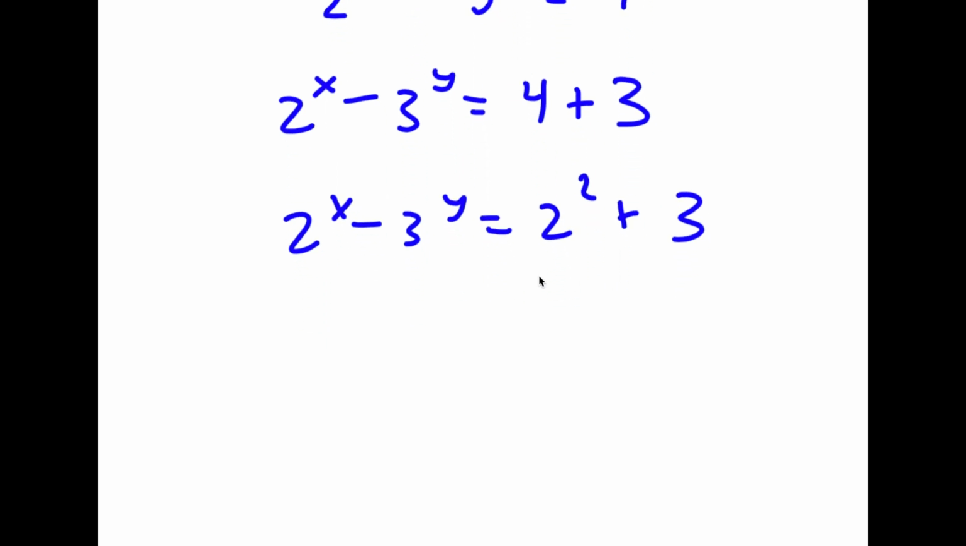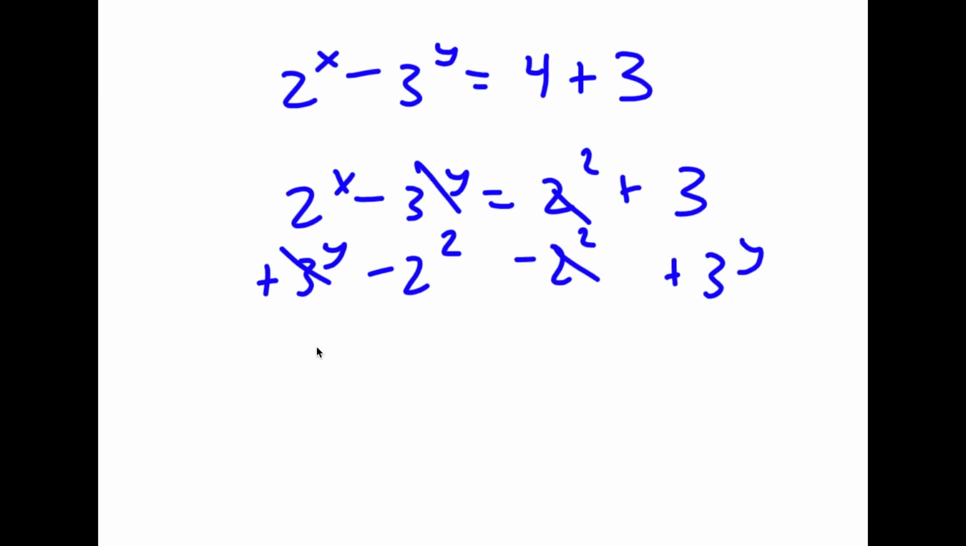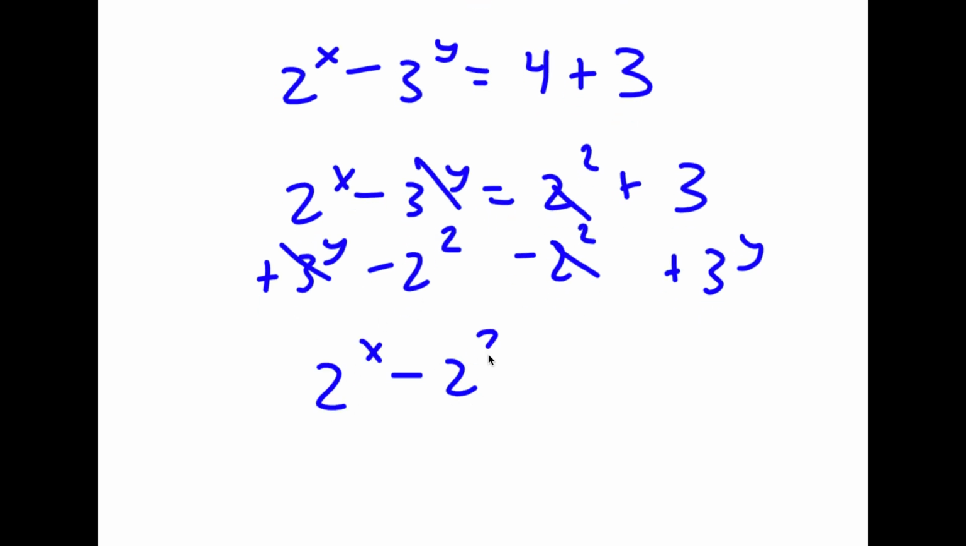So now I'm going to subtract 2 squared on both sides and add 3 to the power of y on both sides. So then these two cancel out, and I'm left with 2 to the power of x minus 2 squared is equal to 3 to the power of y plus 3.